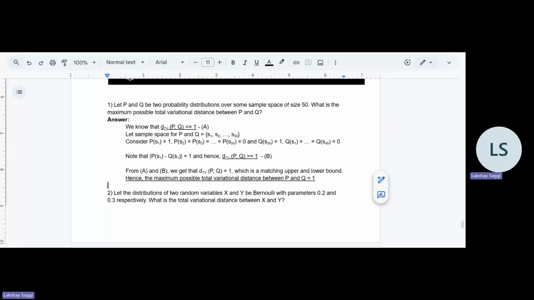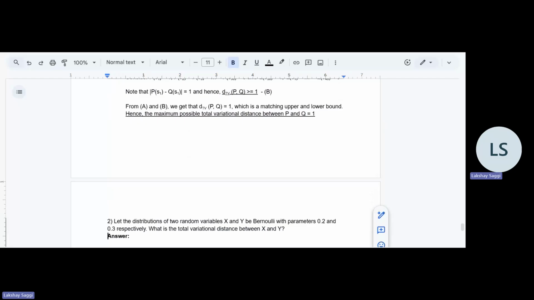Okay, then, a straightforward question. Not too much, but a bit of concept. Okay, so now let's move on to the second question.